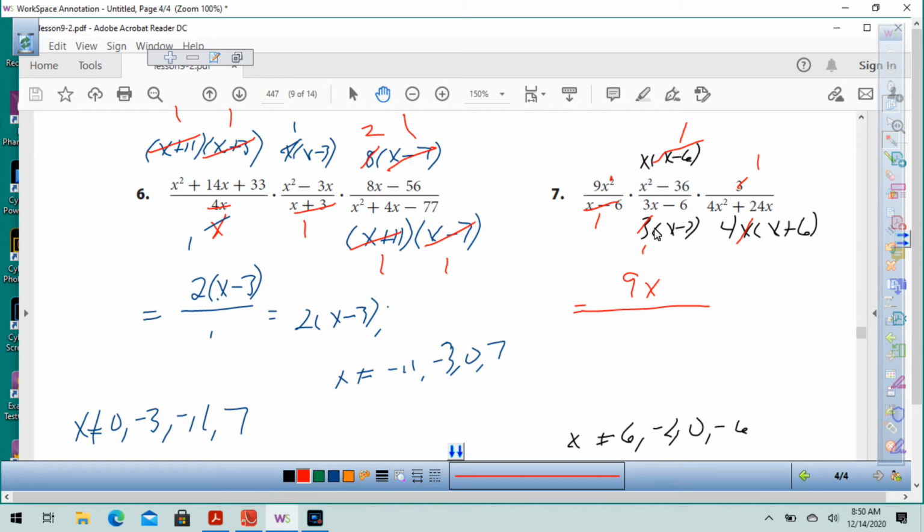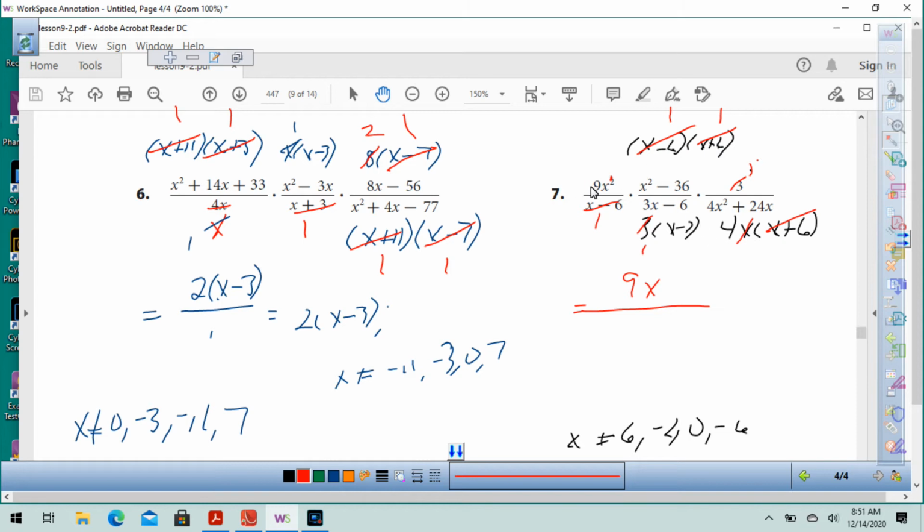Oh, look at there. I made a mistake. What is this right here? This is a difference of perfect squares. X minus 6 times x plus 6. So I'm going to have to go back and take a look at that. So we got x plus 6, 1, x minus 6, 1, 3, and 3. Those are gone. I have a 4.